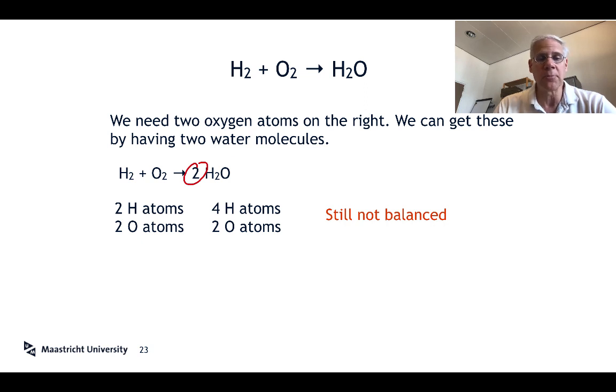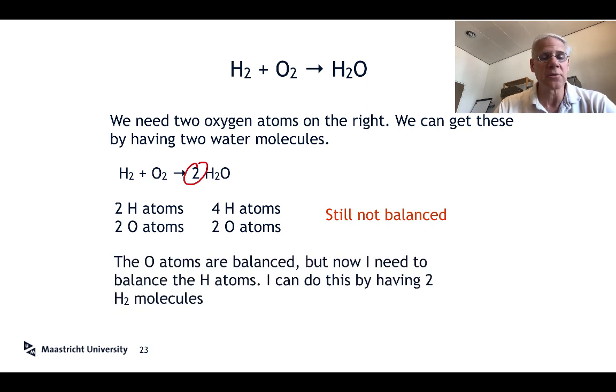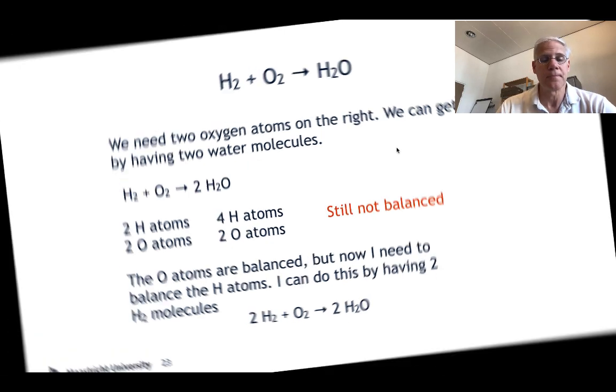Oh, unfortunately, by having that 2 in front of the water, we also changed the number of hydrogen atoms. So now I balanced my oxygen atoms, but my hydrogen atoms are now out of balance. But that's okay. That happens a lot when we're doing these. I can actually balance my hydrogen atoms by putting a 2 in front of my H2. And now I've got 4 hydrogen atoms on both sides and 2 oxygen atoms on both sides.